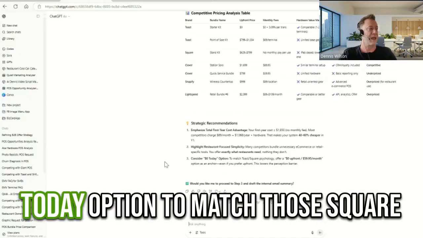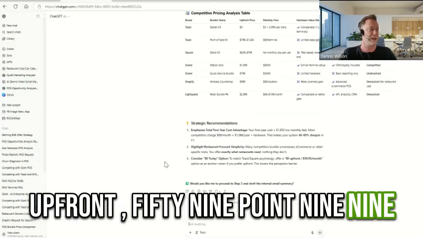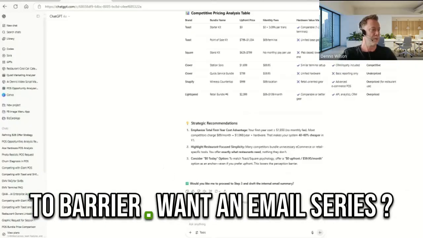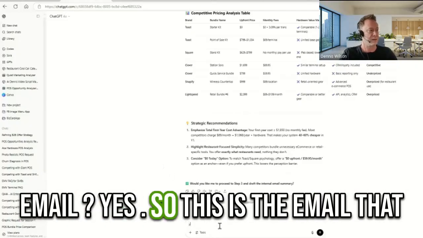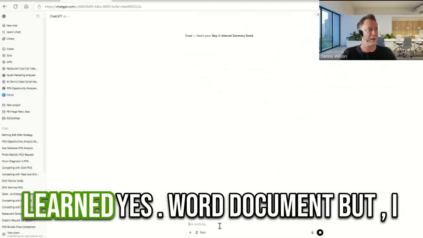Consider a $0 today option to match that Square psychology. Offer 0% upfront, $59.99 as an anchor, even if you prefer upfront. This lowers the perception of the barrier. Want an email series? Email? Yes. So this is the email that goes internally to your company to help educate people on what you learned.